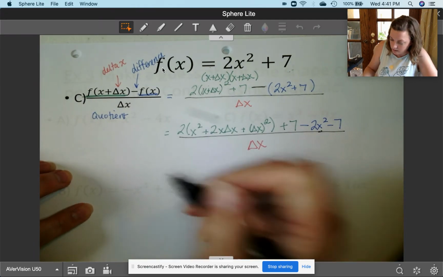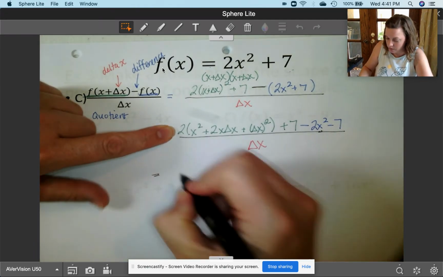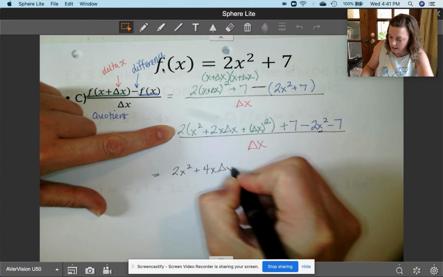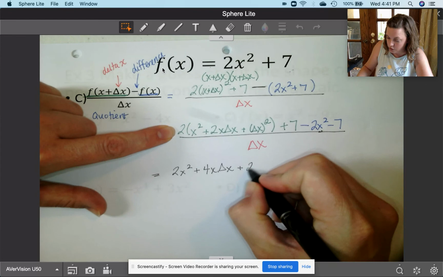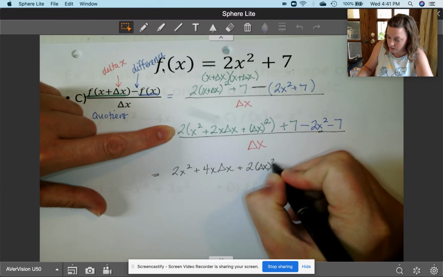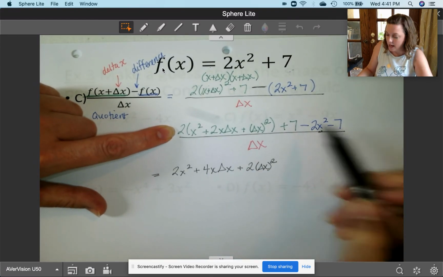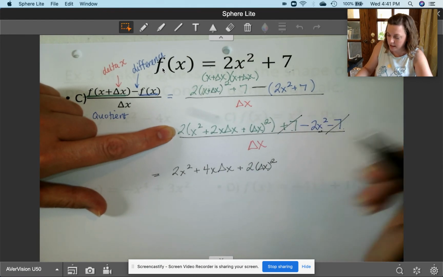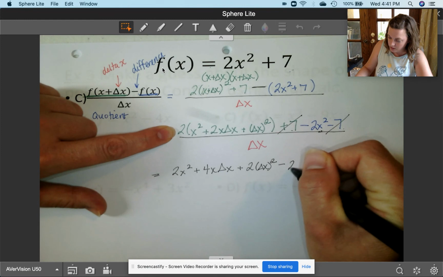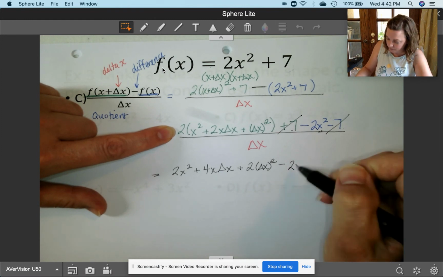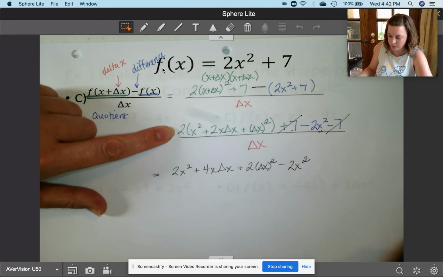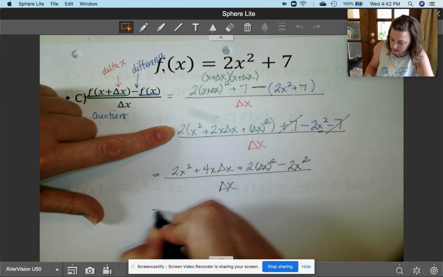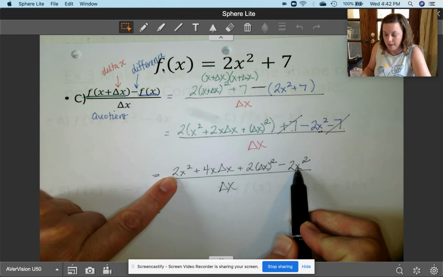All right, I can go ahead and distribute my 2. That's going to give me 2x squared plus 4x delta x plus 2 delta x squared. And what happens with your plus 7 and minus 7? Hey, those clean up nicely. Minus 2x squared. Oh, look at that. I'll cancel that out on the next one. All over delta x. Another thing happens to cancel out.